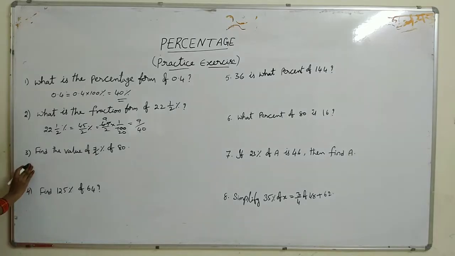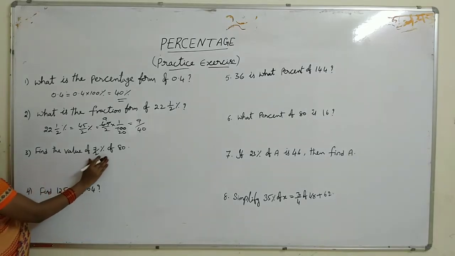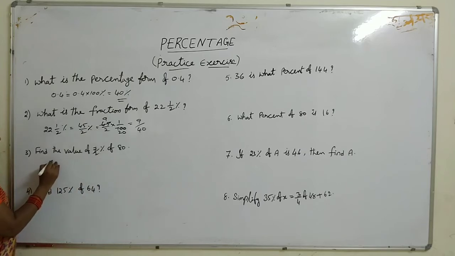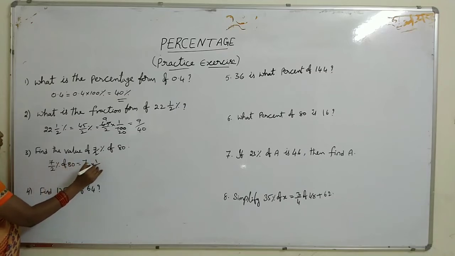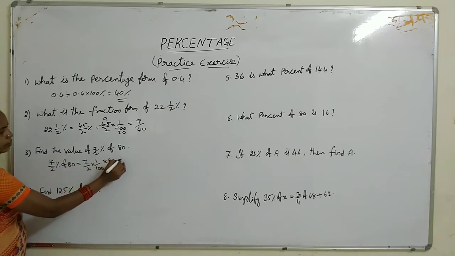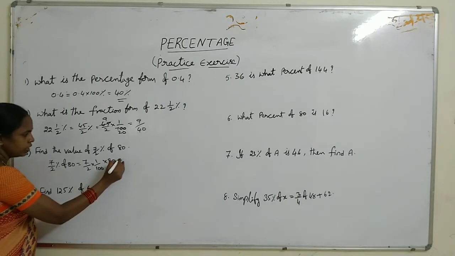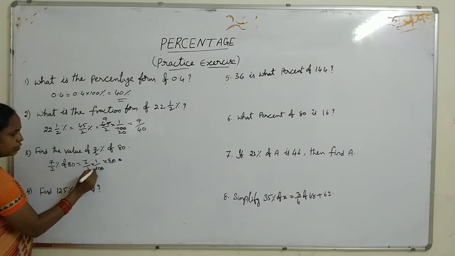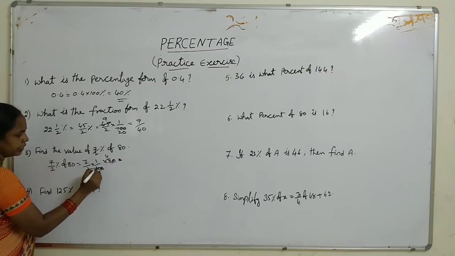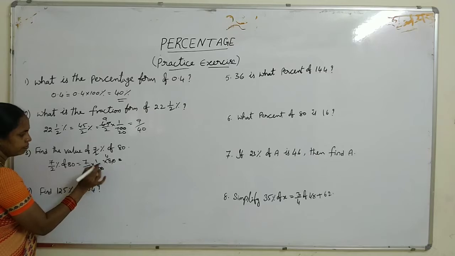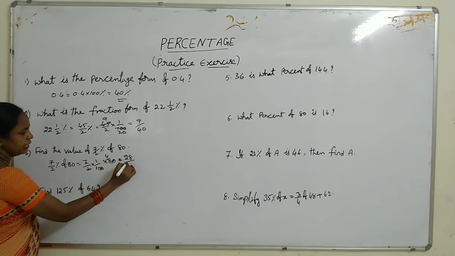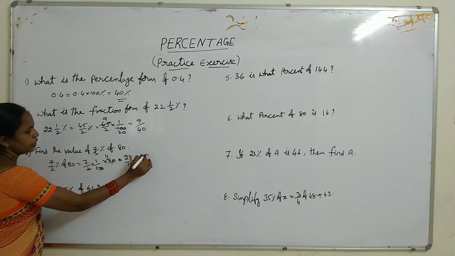Next, question number 3. Find the value of 7 by 2% of 80. 7 by 2% of 80 equals 7 by 2. The percentage we should write as 1 by 100. The half we should write as 8, equal to 0, 0 cancel. 2 tens 20, 2 4s are 8. Here by 10. 7 4s are 28 by 10, or 2.8.